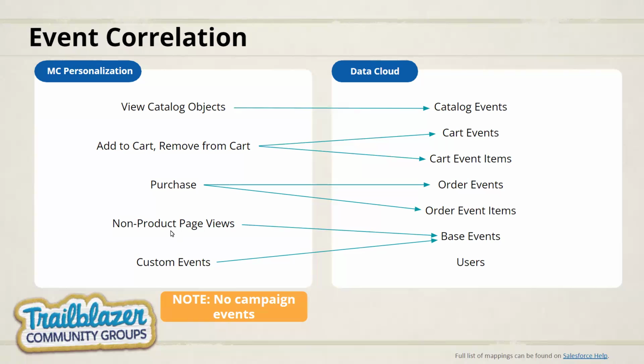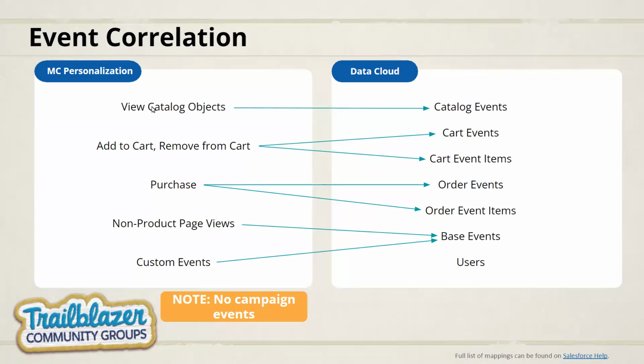Anything that's a non-product view page, page view, that can be blog post content, resource-based content on the site, but that's not focused to a product or a service that a company is selling. There's the purchases of products overall. There's add to cart, remove from cart, and view catalog objects. View catalog objects can be anything within your catalog that you design.